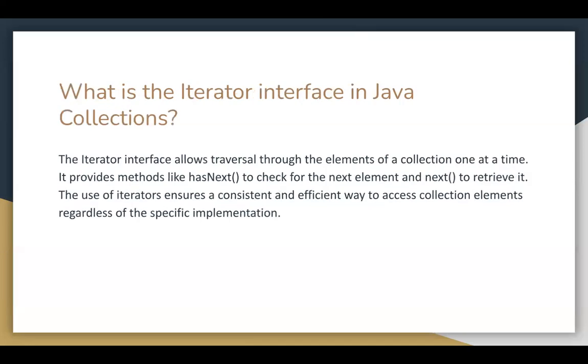What is the Iterator interface in Java collections? The Iterator interface allows traversal through the elements of a collection one at a time. It provides methods like hasNext to check for the next element and next to retrieve it. The use of iterators ensures a consistent and efficient way to access collection elements regardless of the specific implementation. So you have the iterator for the list as well as for the set.